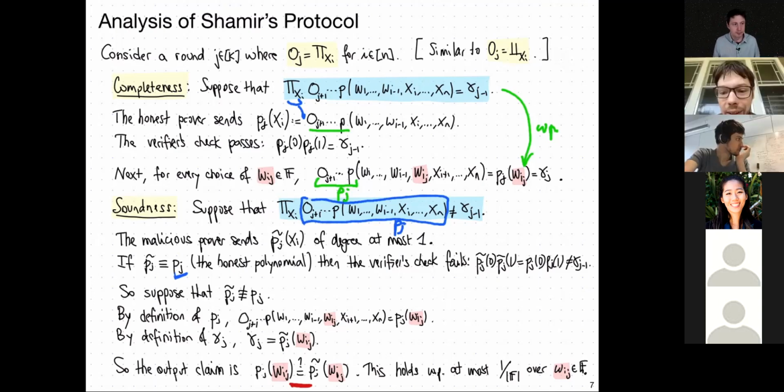I'm sorry, can I ask my question in voice? What I feel is that as opposed to the sum check protocol, where we only cared about the honest polynomial, here we should care about the honest pair of polynomial and gamma, because gamma is changing, right?